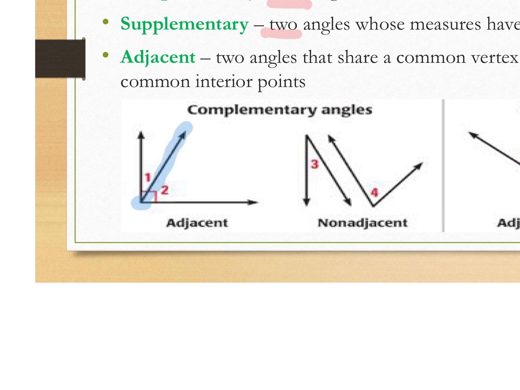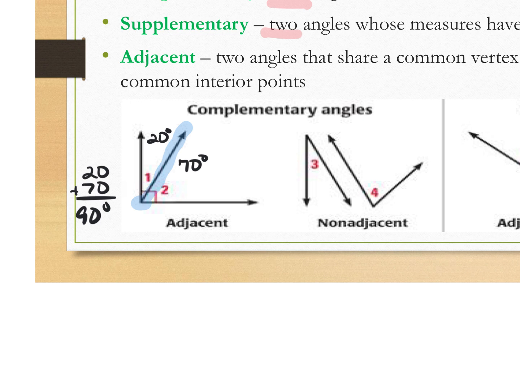So let's say I told you that this angle was 20. I'm just making up numbers. This is 20 and this is 70. When you add them, they're going to add up to be 90 degrees, which makes them complementary angles.